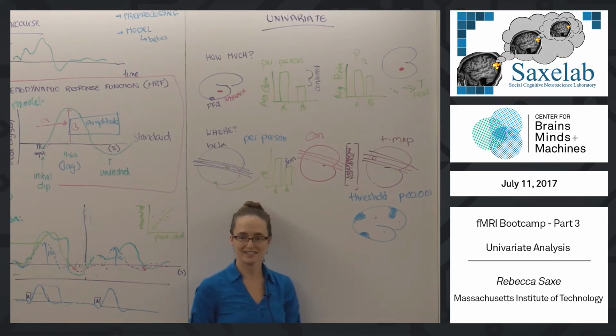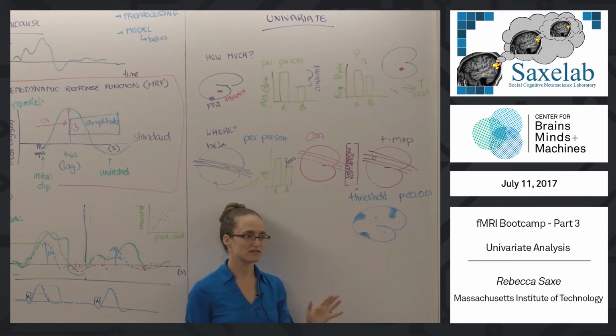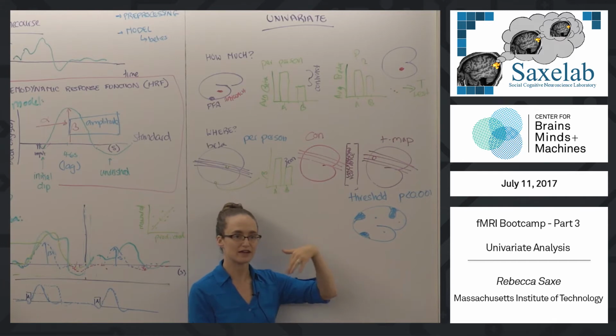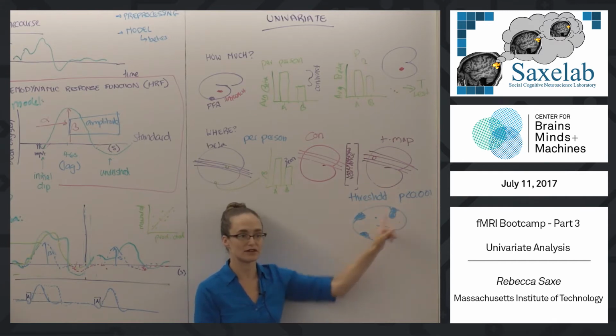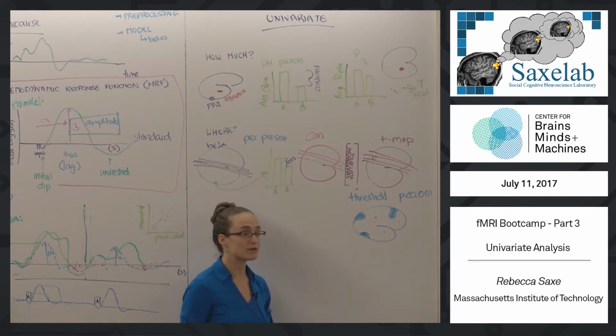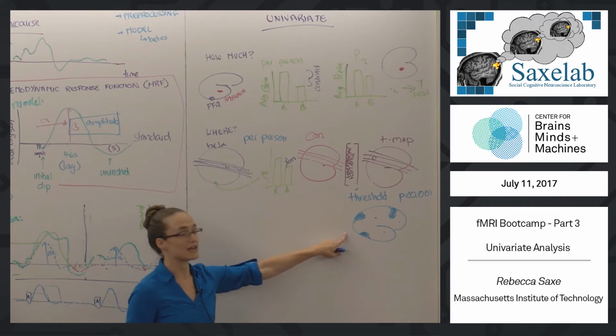Could be one voxel at a time where the effect is really big. Often, for lots of reasons, it's a set of contiguous voxels. And so there's a whole bunch of voxels all side by side where the t-value is large relative to this threshold. And then, for some purposes, this is the answer to the question.